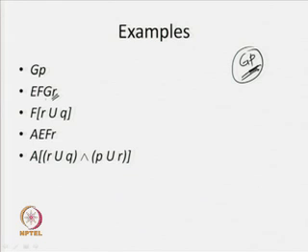Similarly, in the second example, you see that R is a CTL formula, since it is an atomic proposition. G is a temporal operator, so G R is a temporal formula.